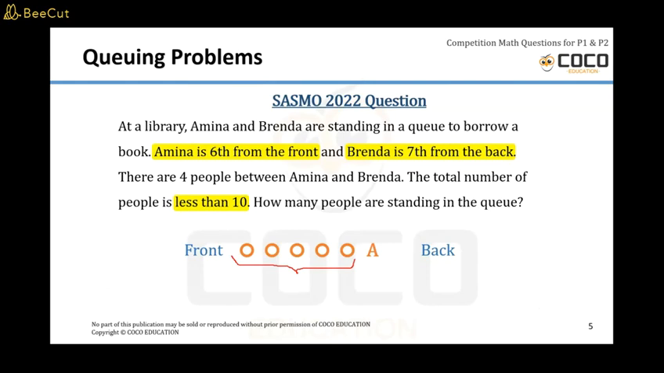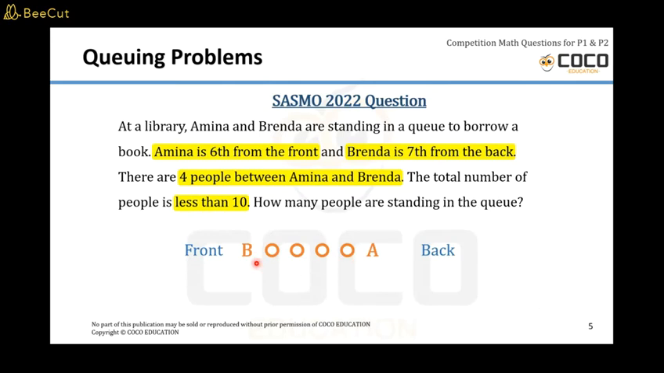Then let's take a look at the next clue. It says that there are 4 people between Amina and Brenda. There's 4 people in between them. So since Brenda must be somewhere around here, and Amina is here, 4 people must be in between them. Then let's count. 1, 2, 3, 4. So 4 people, which means Brenda is over here, right?